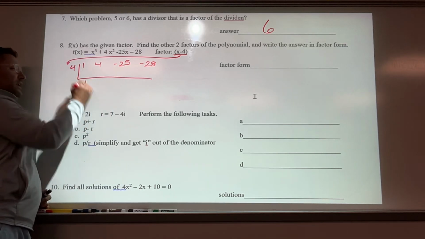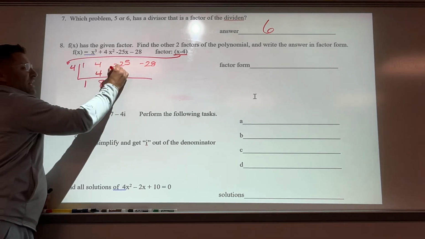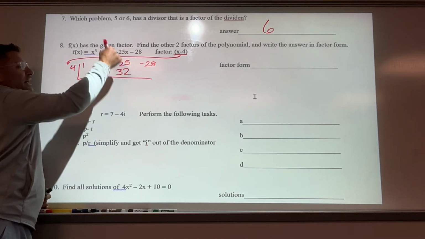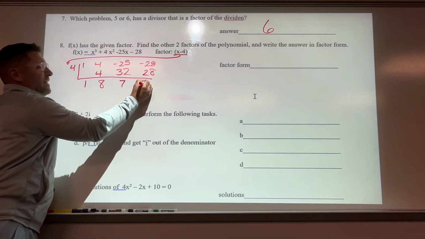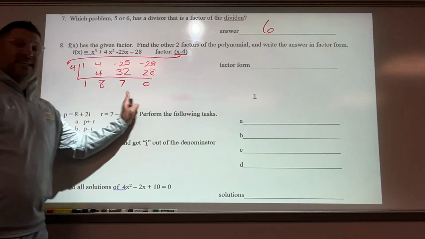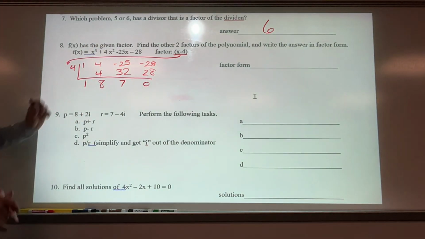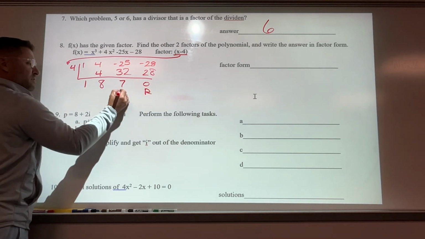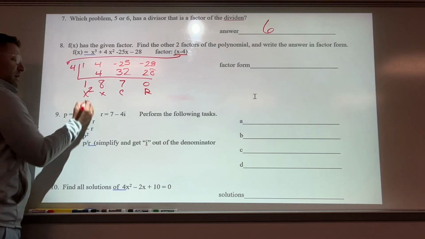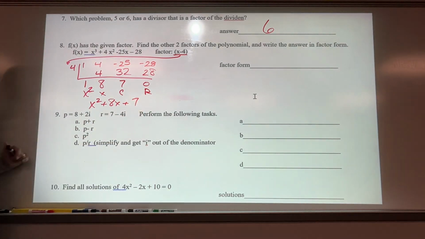I'll drop the 1. That's 4. That's 8. That's 32. That's 7. That's 28, and that's 0 right there. And if I didn't get 0 there, I would have gone back and done it again, until I got that to be a 0. So remainder, constant, x squared. I got x squared plus 8x plus 7 as a result of the factoring.